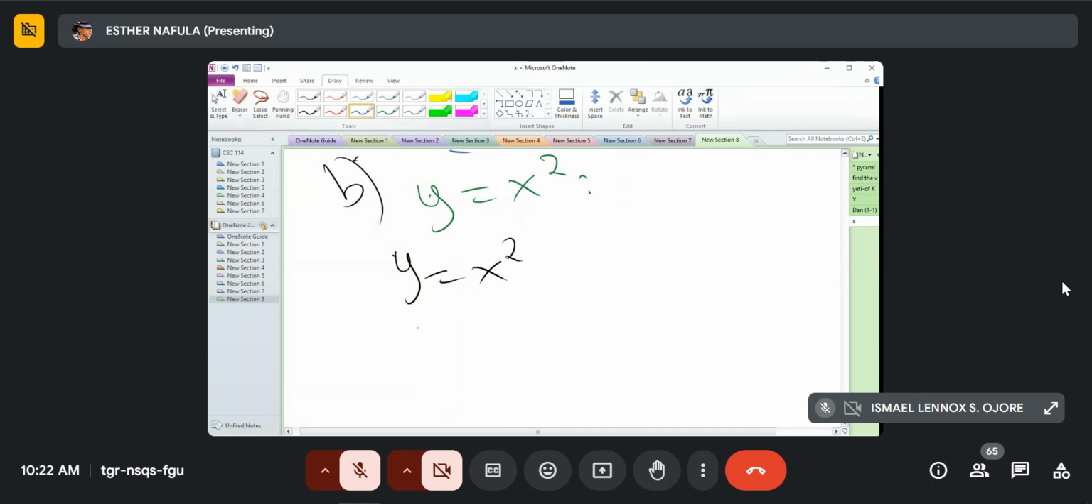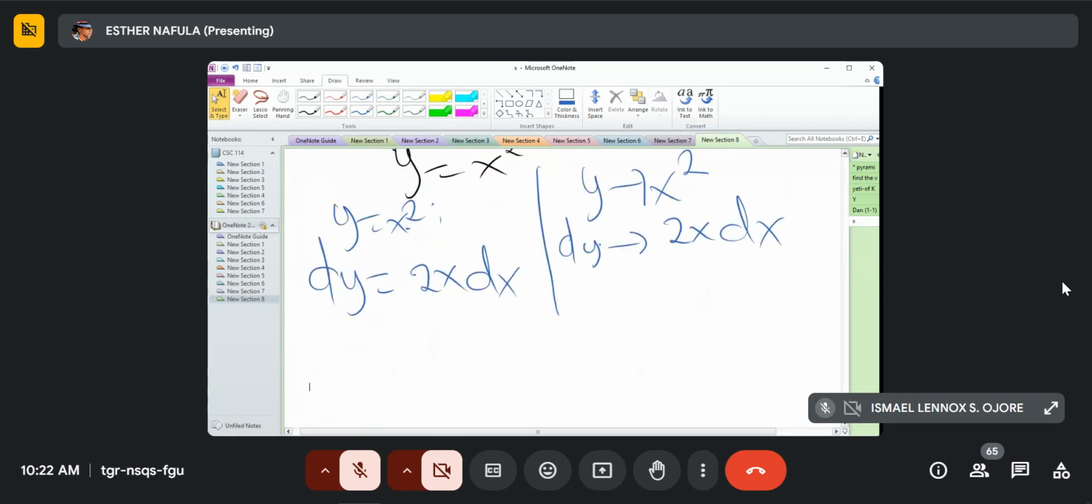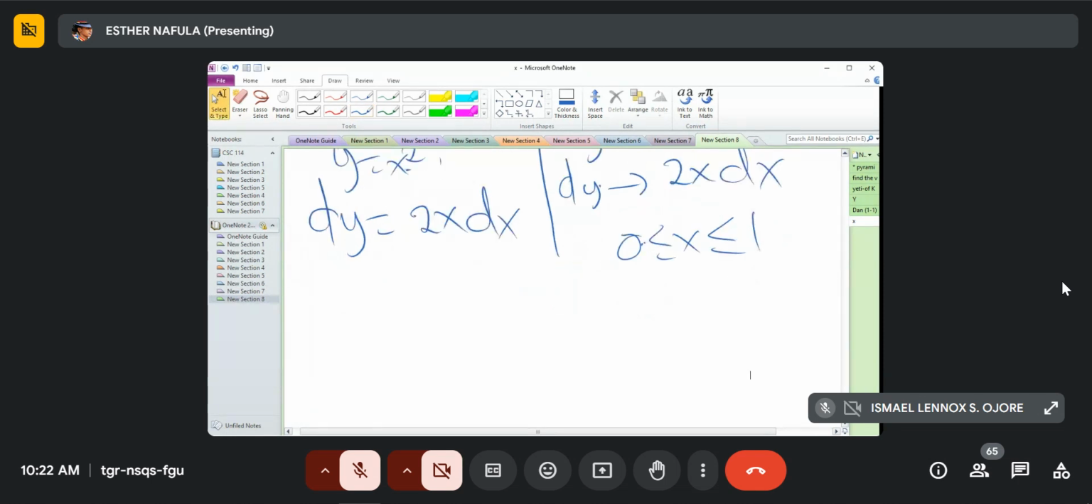So we will use y equals x squared. So dy will be equal to, differentiate x squared, you get 2x dx. So in place of y, you replace with x squared. In place of dy, replace with 2x dx. Then since you're converting everything to x, you use the limit of integration for x, and clearly x lies between 0 and 1. So you go back to your equation.